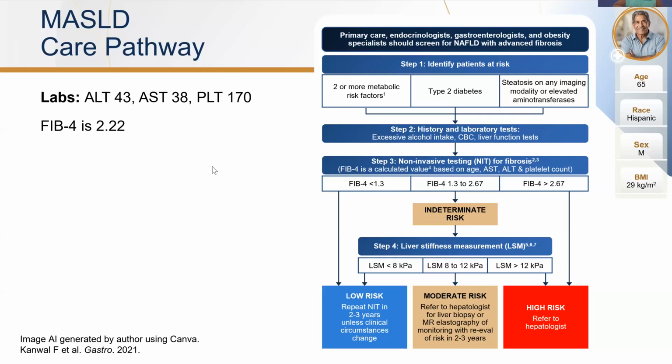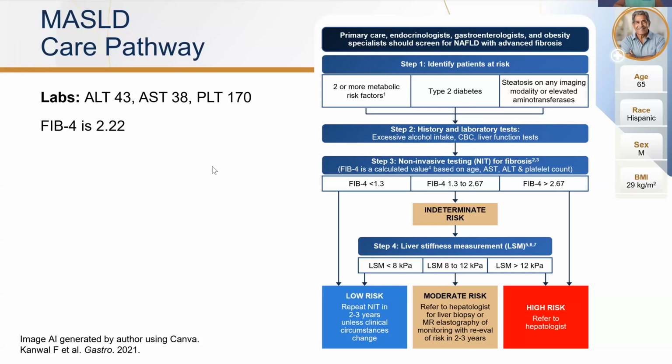But his FIB4, which is a calculation that we look at to check for age and platelets and AST and advanced risk of liver disease, is elevated at 2.2. And anybody who's more than 1.3, we say definitely has some possible elevated risk. And anybody that has a FIB4 greater than 2.67, we are pretty confidently sure likely has some advanced fibrosis.